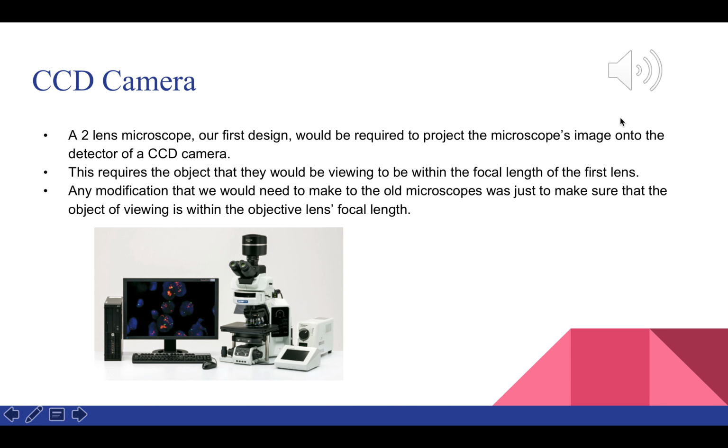Our first design, the two-lens microscope, where the object was inside the focal length, is required to allow a CCD camera to capture the image. We need to keep the object within the focal point of the objective lens so that the real image can be captured by the camera when it's viewed through the lens.